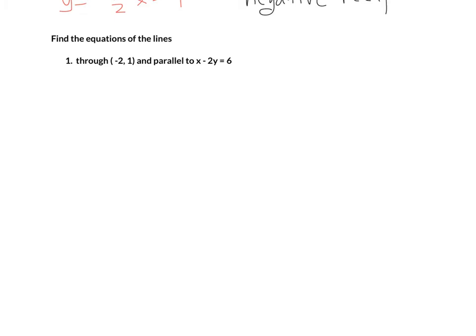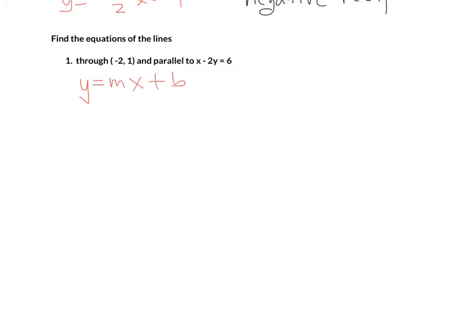Okay, so let's apply what we know about parallel and perpendicular lines to some examples. We want to find the equation of this line, the one that goes through the point (-2, 1) and is parallel to this line represented by x minus 2y equals 6. First thing we want to do is get that line in slope-intercept form, something that looks like this.